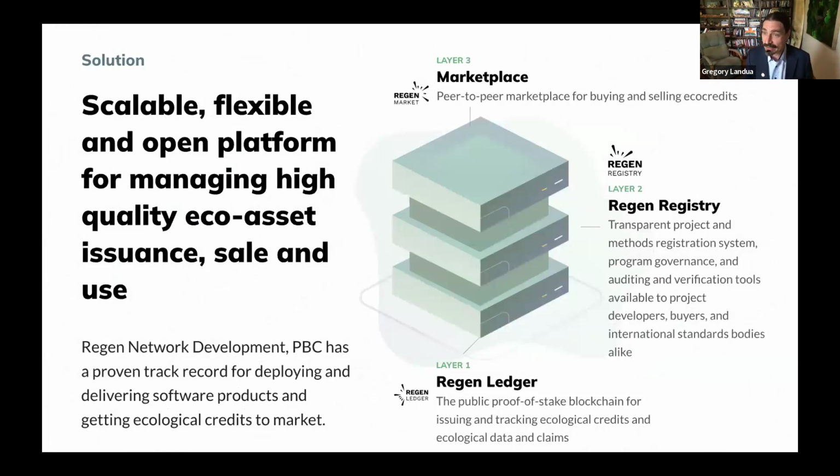So what we've built to accomplish that is a scalable and flexible platform for managing ecological assets, from issuance to sale and use to governance of standards. And so that comes in 3 layers. At the base layer is a public ledger system that allows for attestation, data management, tokenization, and claims management to all be running on a public network, so that there isn't a central point of failure. There's no single entity that has control over the entire system.